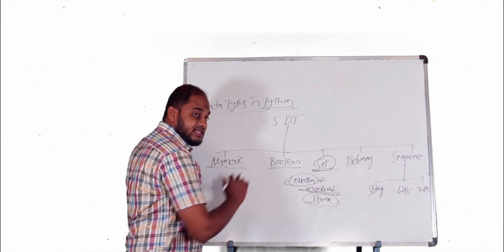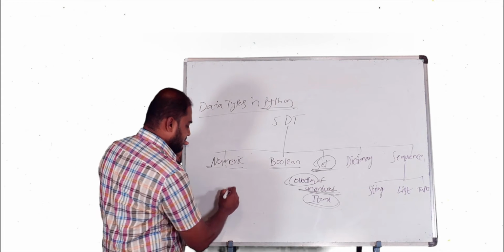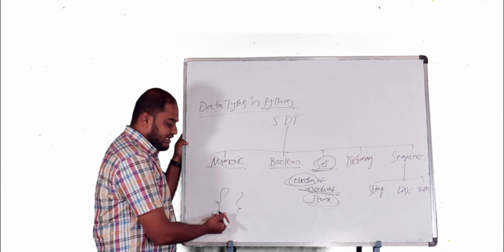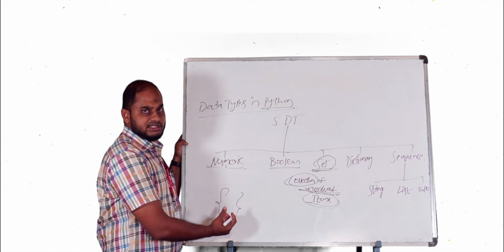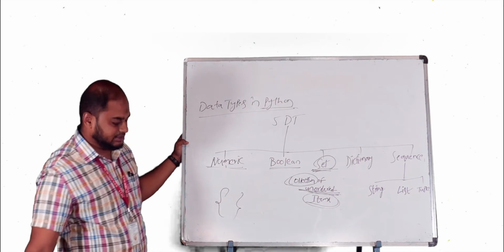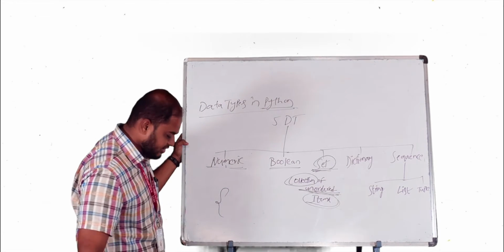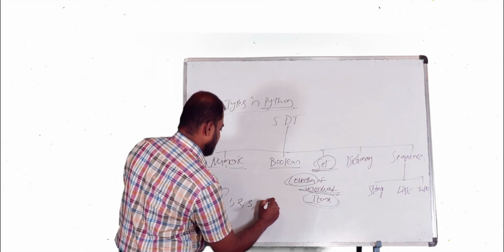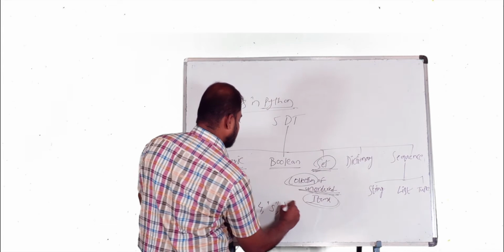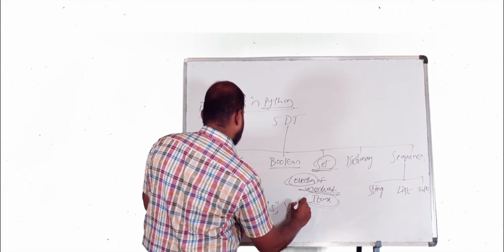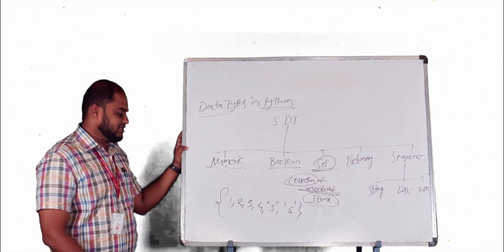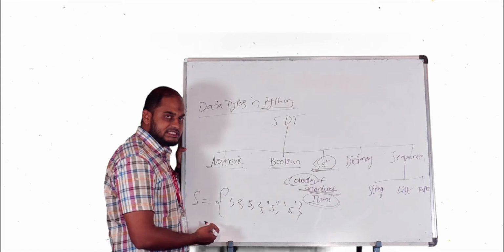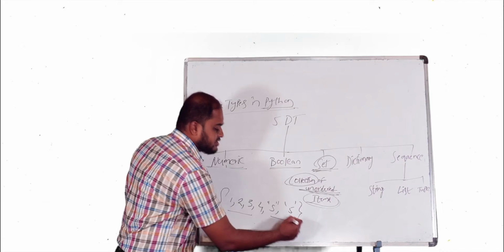Set can be defined using curly braces. Inside the curly braces you need to keep the elements of different data types, separated using commas. For example, I will show you. I will give 1, 2, 3, 4, "s", and then '5'. So this is a set which I have defined: s equals 1, 2, 3, 4, s and 5. You can see here we have mixed data types. We have integers as well as strings.